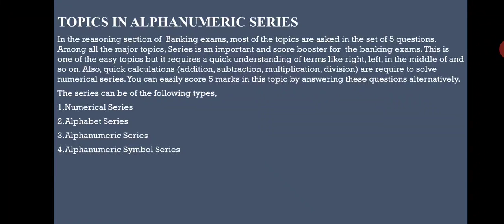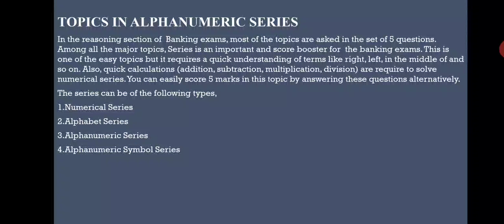Topics in alphanumeric series. In the reasoning section of banking exams, most of the topics are asked in a set of 5 questions. Among all the major topics, series is an important score booster for the banking exams. This is one of the easy topics, but it requires a quick understanding of terms like left, right, and in the middle of and so on. Also, quick calculations, addition, subtraction, multiplication, divisions are required to solve numeric series. So you can easily score 5 marks in this topic by answering these questions.